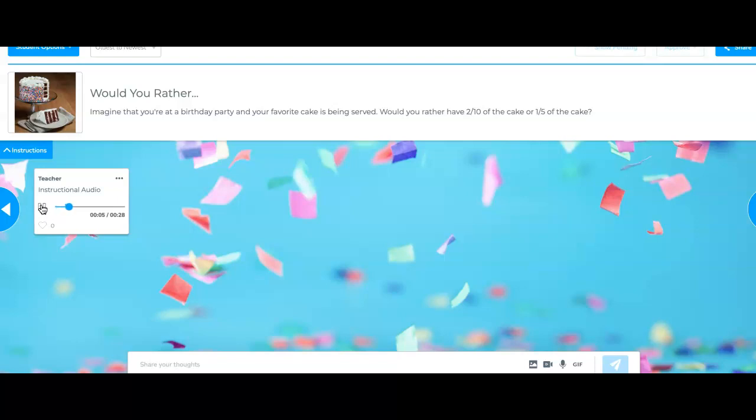Would you rather have 2/10 of the cake or 1/5 of the cake? Take a moment to discuss with your elbow partner. After discussing with your partner, you may respond to the discussion board in a written form and explain your reasoning why you chose that answer, or you can do a voice recording and post to the discussion board why you chose your answer. Okay, students will complete their answers by selecting the white box below.